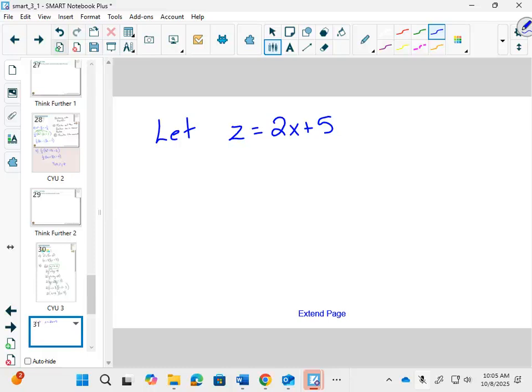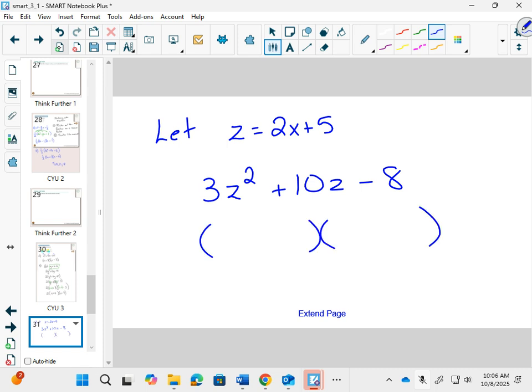Okay? So, if z is equal to 2x plus 5, then my question is now 3z squared plus 10z minus 8. It's a level 2 question. Level 2 ones aren't too bad, but the only thing to give you 3z squared would be 3z and z. Now 8 has options: 4 and 2, 2 and 4, 8 and 1, 1 and 8. We need our outside and inside to make 10.